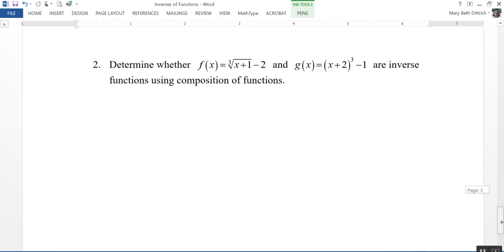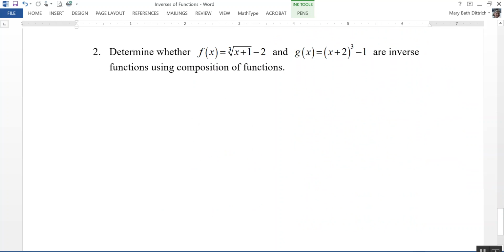Take a look at our second example here. It says determine whether f of x equals the cube root of x plus 1, minus 2, and g of x, which is x plus 2 cubed minus 1, are inverses of each other using composition of functions. So in other words, I need to find: is f of g of x equal to x, and is g of f of x equal to x? So let's go ahead and do that.